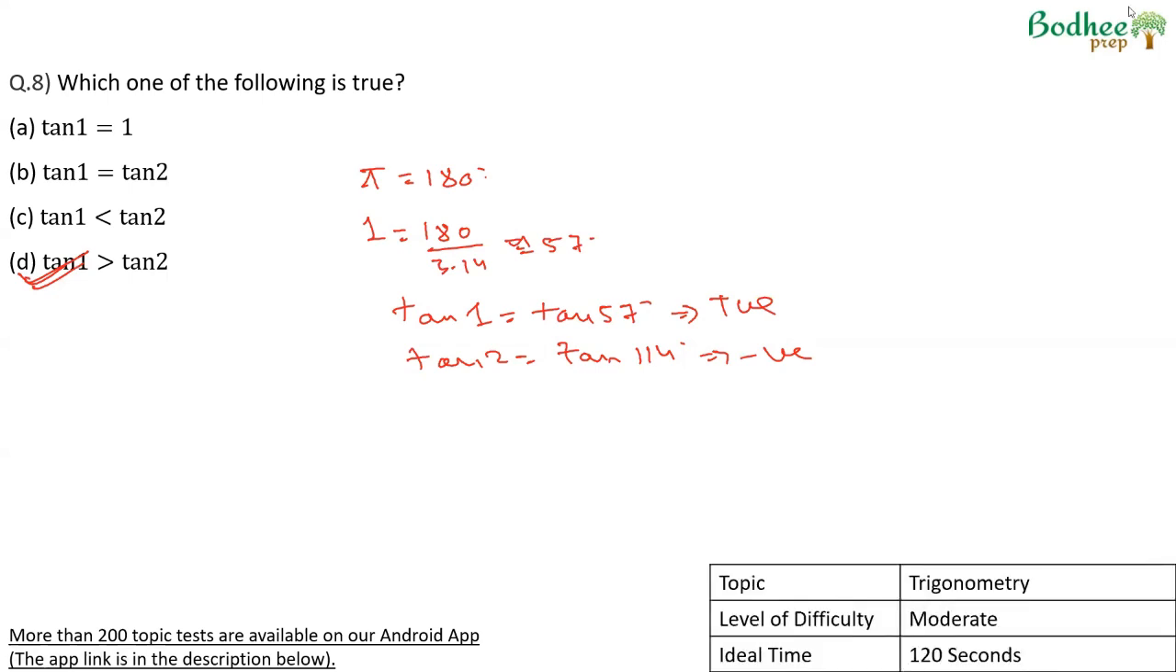Moderate level of difficulty once we understand radian. About a minute and a half to 2 minutes to solve.